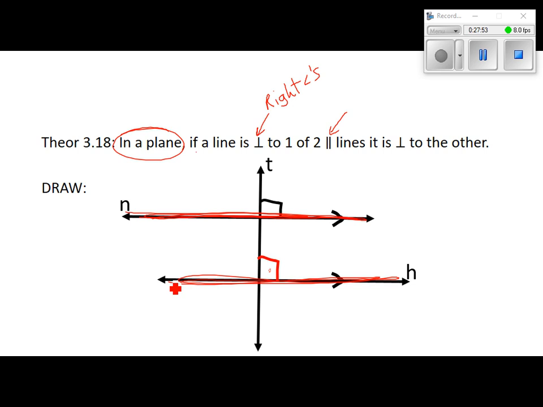But the lines have to be parallel. The two lines have to be parallel. It can't be just two random lines and say, okay, it's perpendicular to this one. Well, if these lines aren't parallel, then it's not going to be perpendicular to the other one.